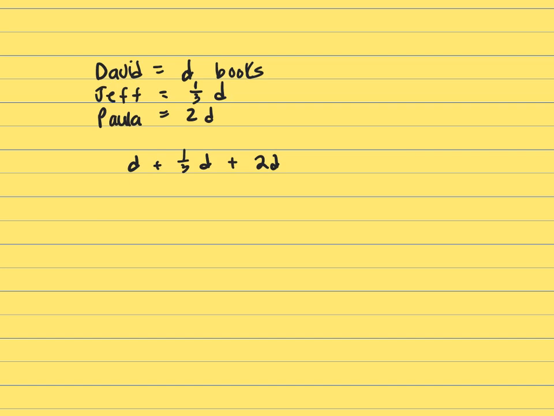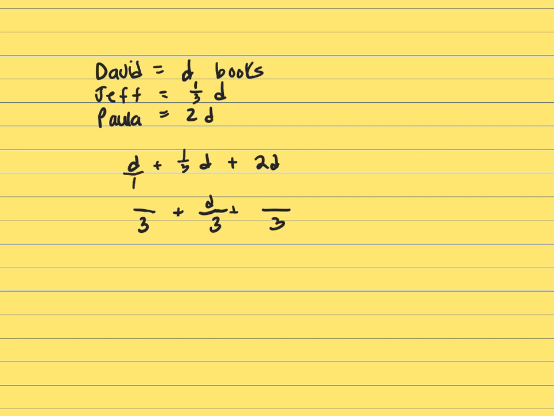So D plus D over 3 plus 2D. The common denominator is 3. I know I wrote down a D, so this is D over 3. We've already got it, and we want the others to be over 3.